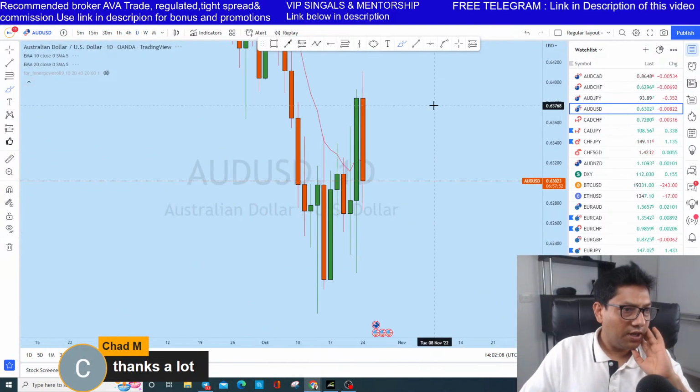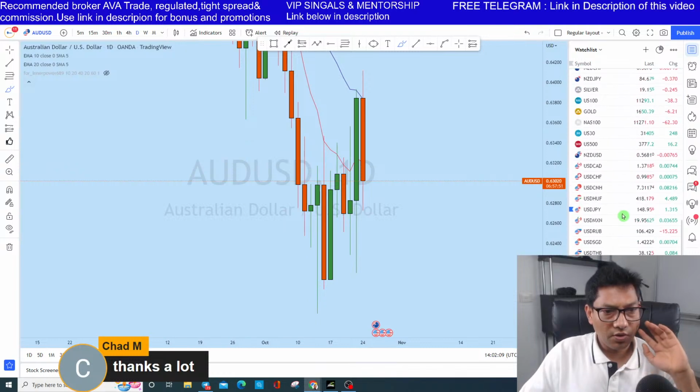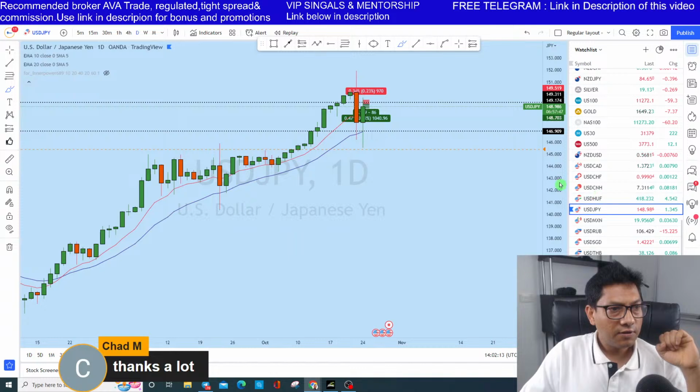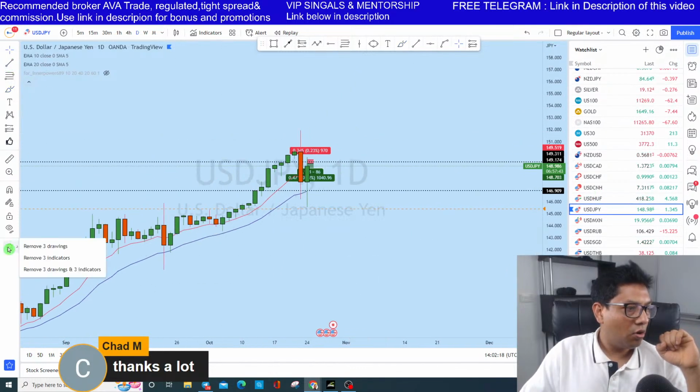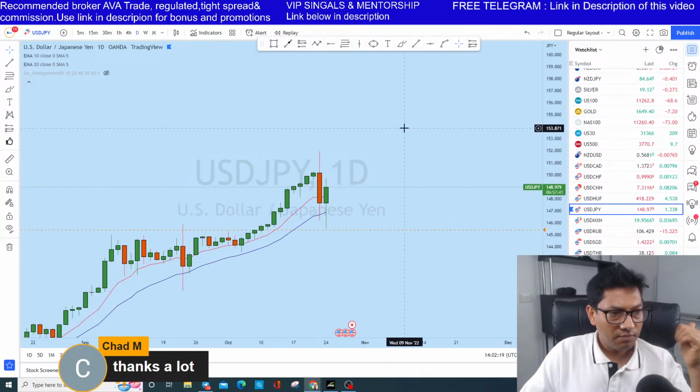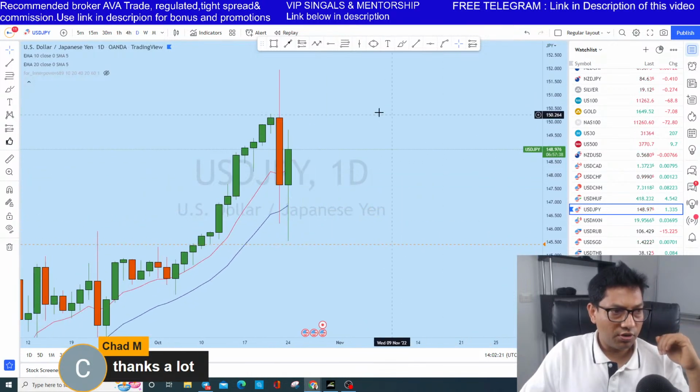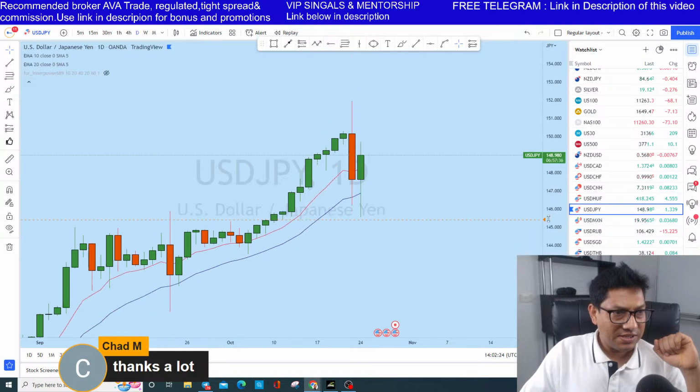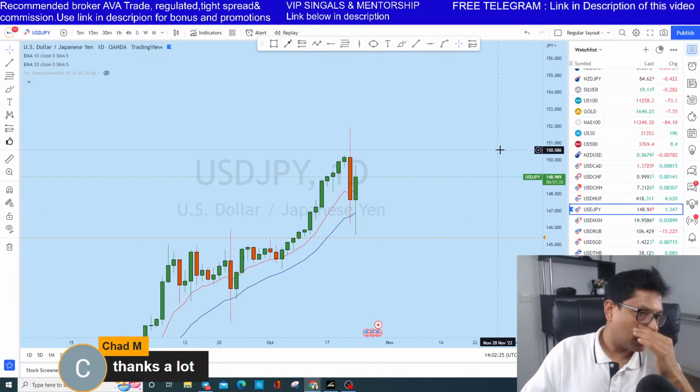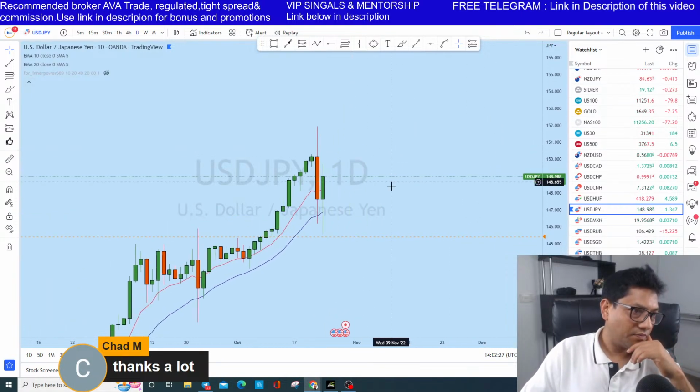Let me look at daily on Aussie dollar. Okay, let me look at all the pairs quickly to see, over the long term, Aussie and dollar yen. Okay, we closed the trade. Dollar yen is still, guys, bullish. Okay, over the long term it is still bullish.